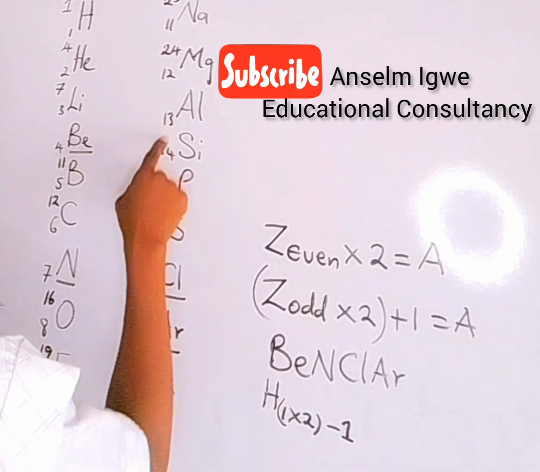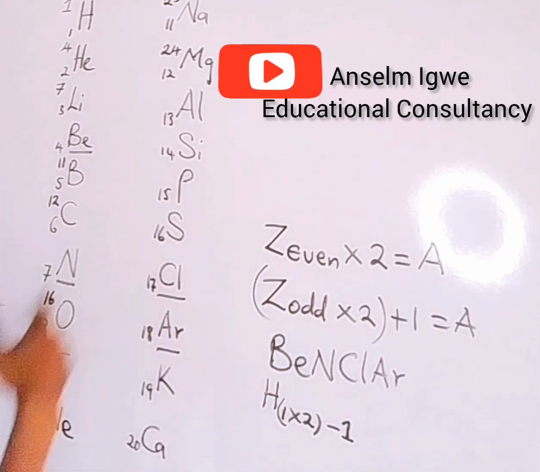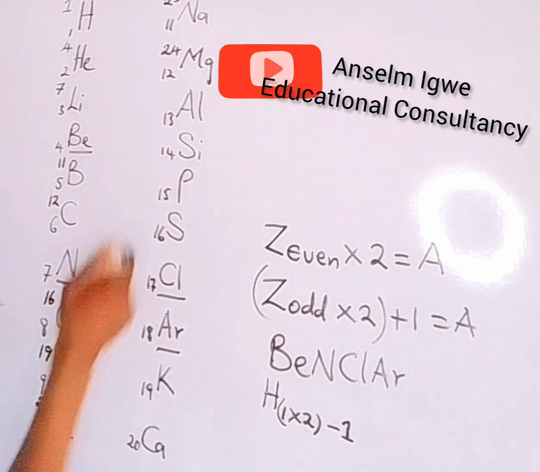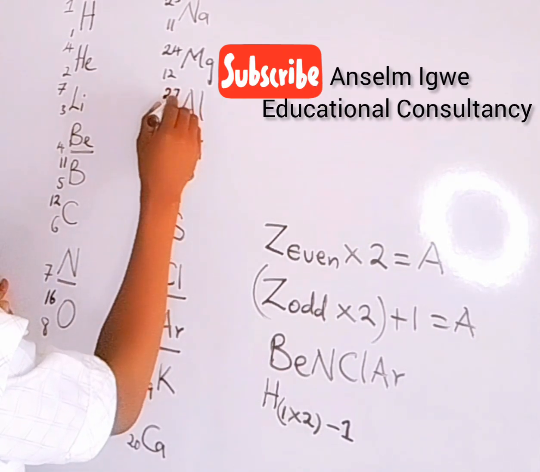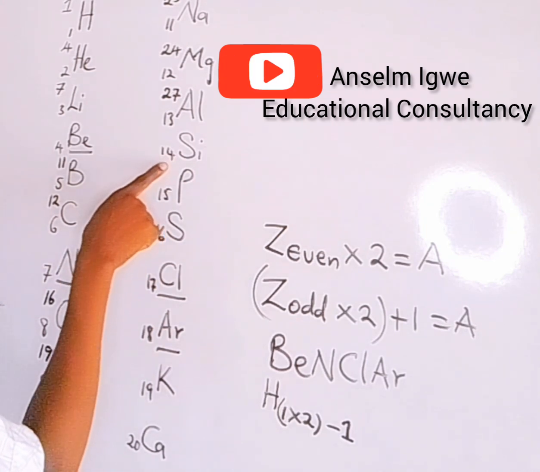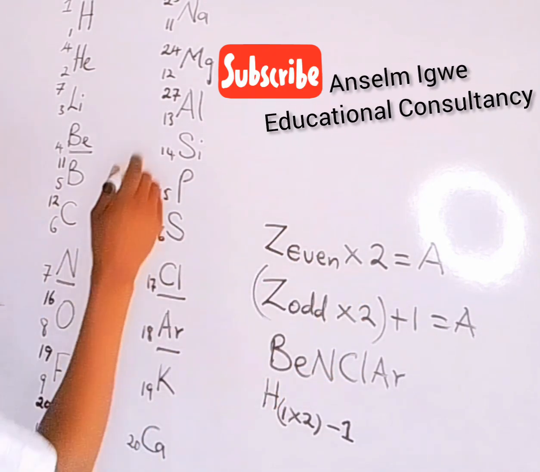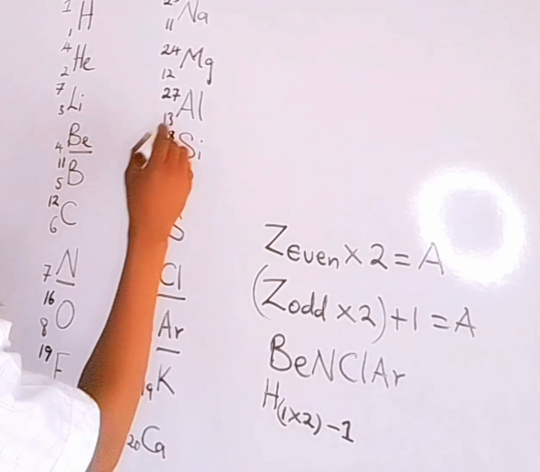Aluminium, 13. 13 is an odd number. So we multiply by 2 and add 1. 13 times 2 is 26, plus 1, 27. So 27 is the mass number of aluminium. Silicon has the atomic number of 14, and 14 is an even number. We multiply by 2, and we have 28.